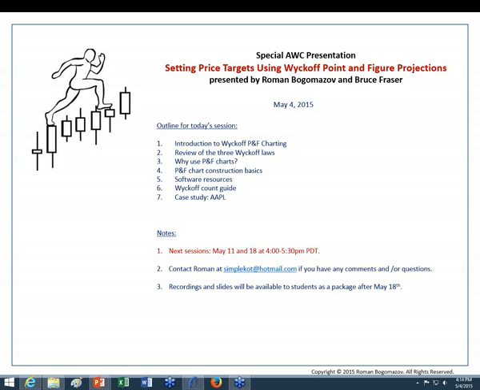It's probably going to be more in line with the count guide, where you submit your vertical chart labeling first, and then the point and figures, and then we can go through this whole process together.